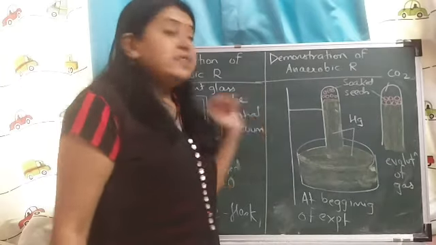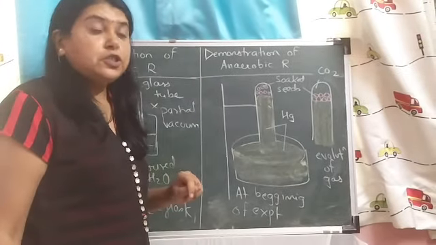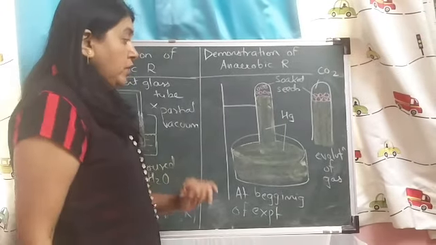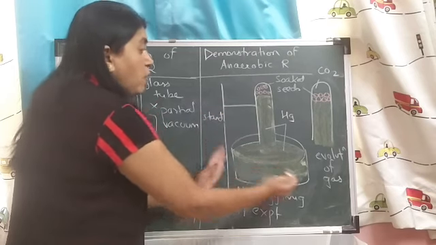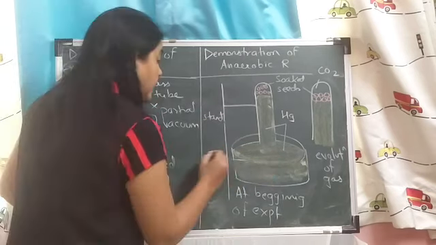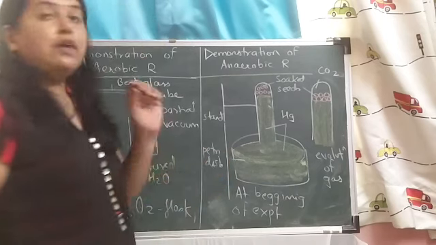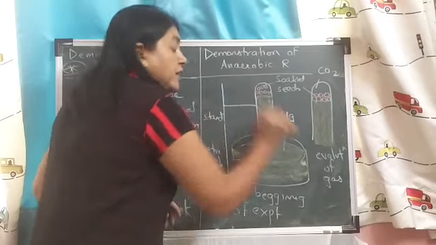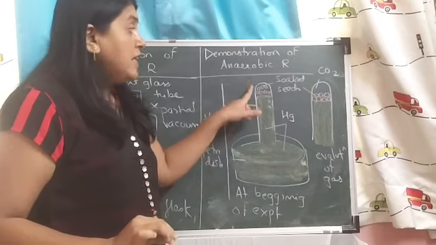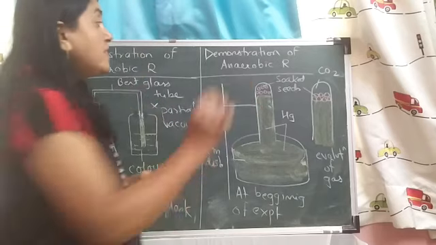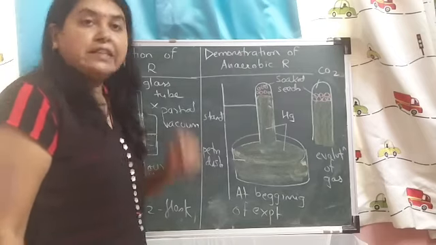Now look at the second diagram. It is demonstration of anaerobic respiration. What are we doing over here? We are taking a stand. So this is a stand. We are taking a small petri dish. So this is your petri plate. In that petri dish, we have taken an inverted test tube, which is filled with mercury as well as soaked, that means germinating, seeds placed at one corner. Okay, that means they are placed at the end.